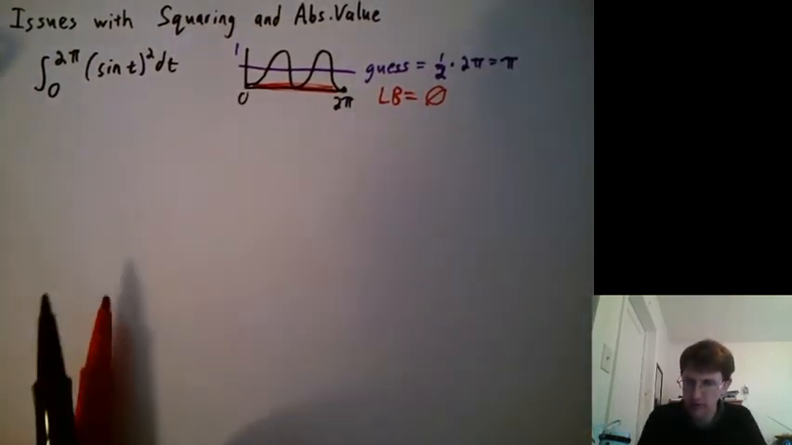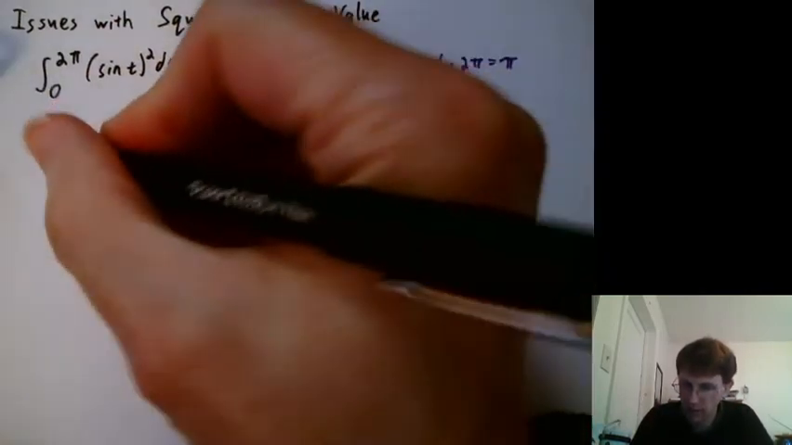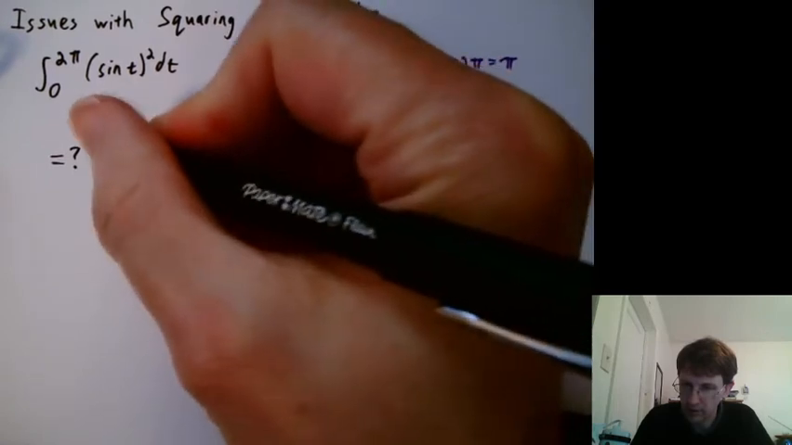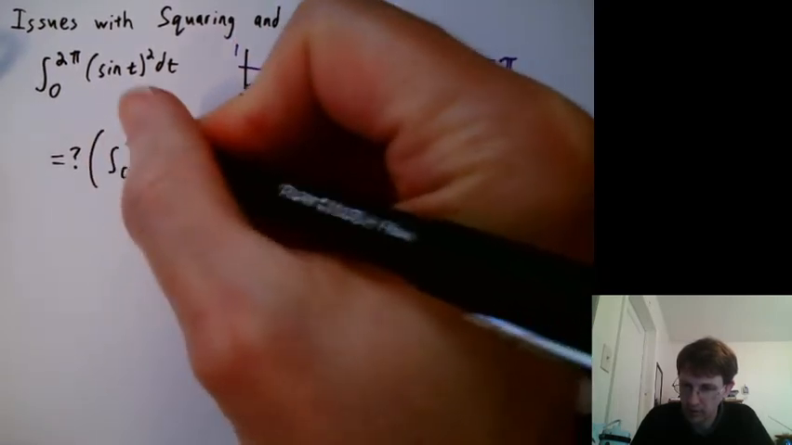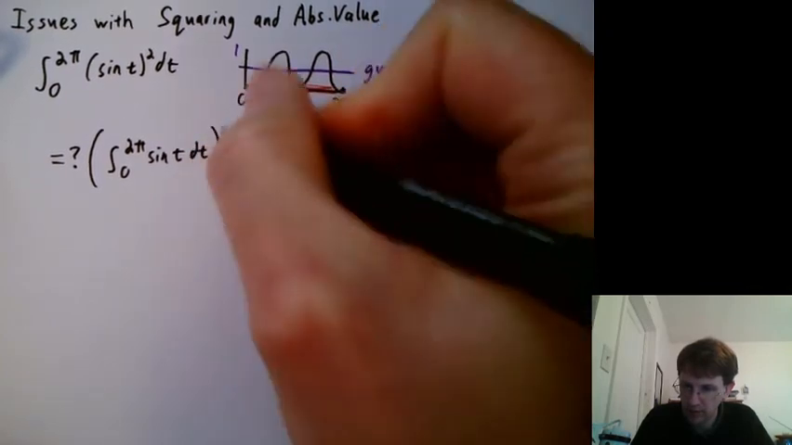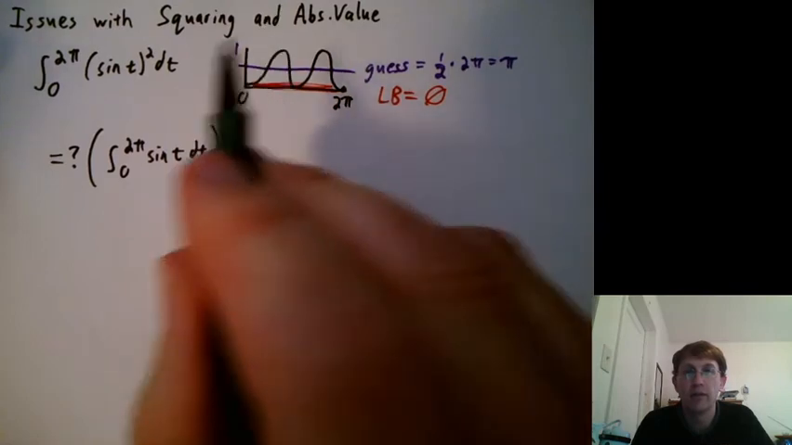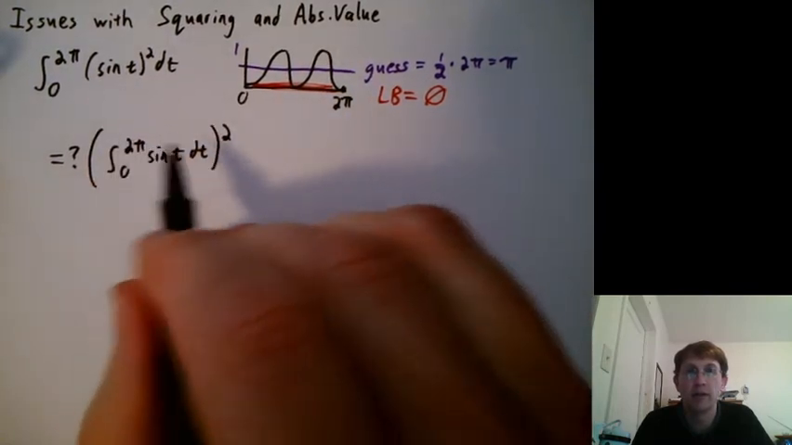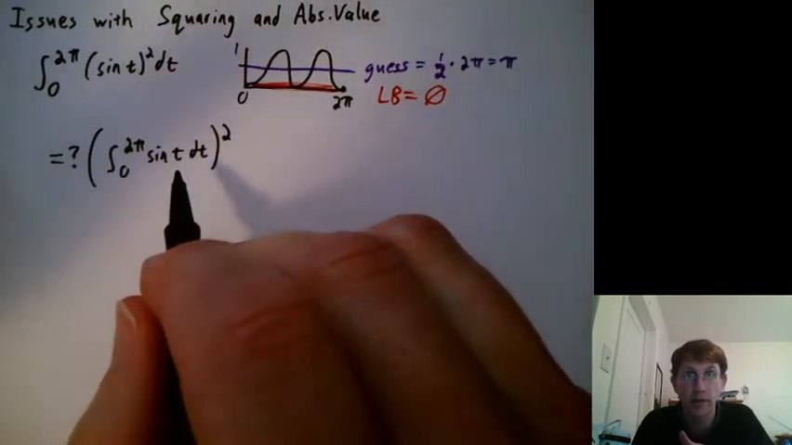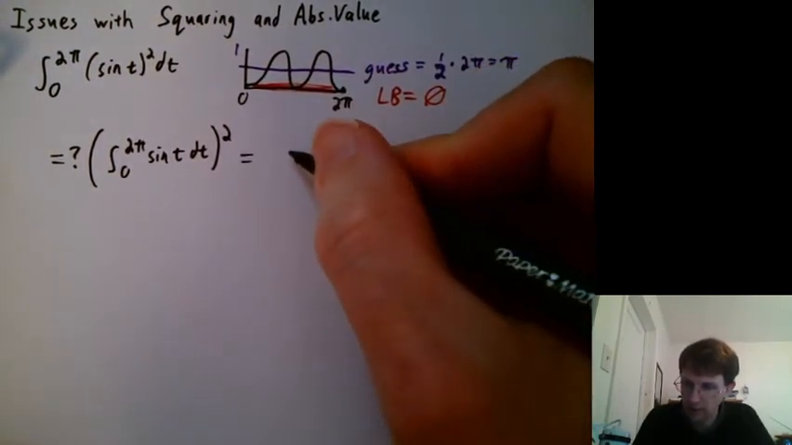What if we tried to simplify? So we'll write, is this equal to, question mark, the integral 0 to 2 pi of sine of t dt, squared? Can I take the squaring out of the integral and just do the integral first without the squaring and then square the answer I get? Well, what would we get?